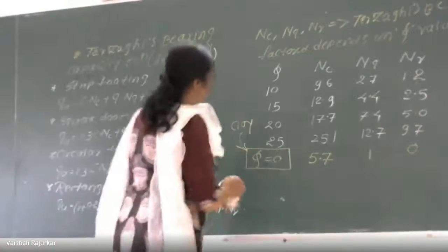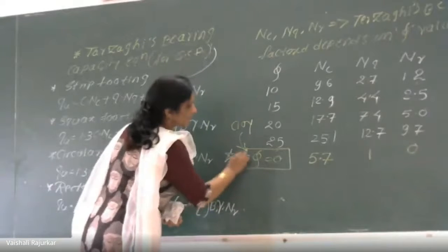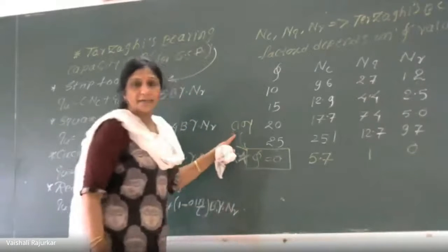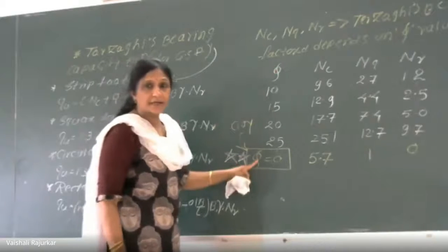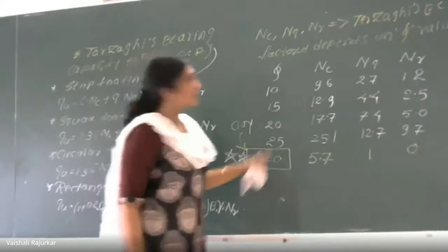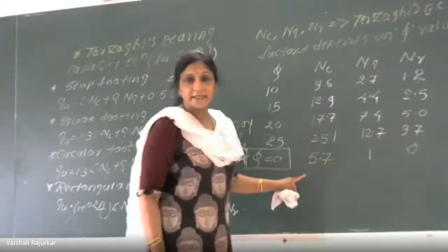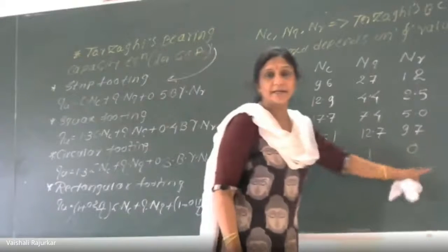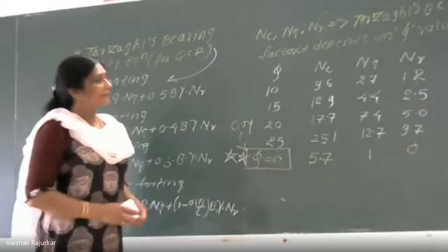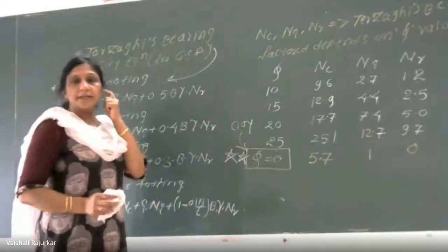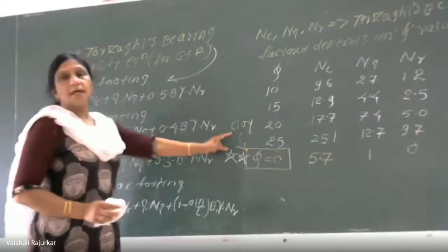Now this is an important thing. When the soil is pure clay soil, ultimately the value of phi we are taking as 0. When it is 0, NC is directly taken as 5.7, NQ is 1 and N gamma is 0. So this is the standard equation where the soil is considered to be clay.